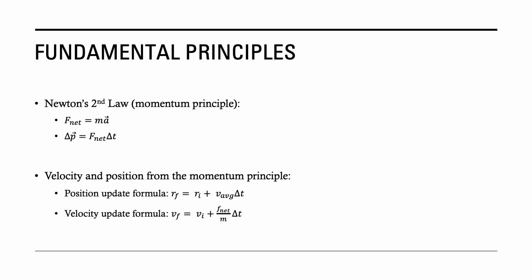The position and velocity update formulas can be derived from the momentum principle. The position update formula states that the final position is equal to the initial position plus the average velocity times the change in time. The velocity update formula states that the final velocity is equal to the initial velocity plus the net force divided by mass over the change in time.